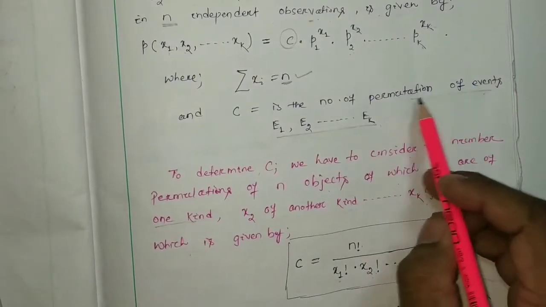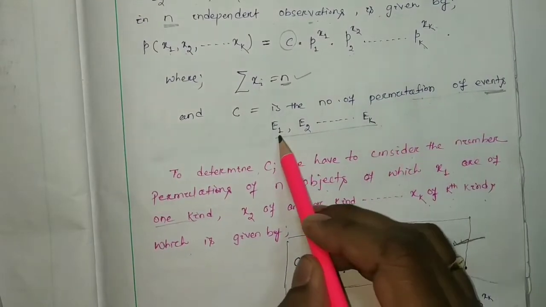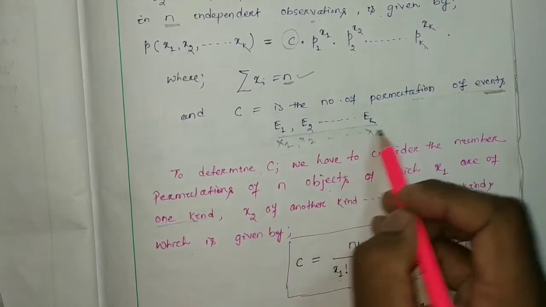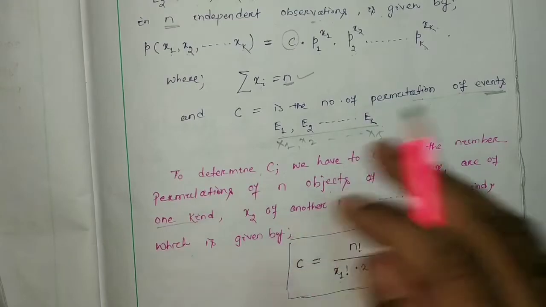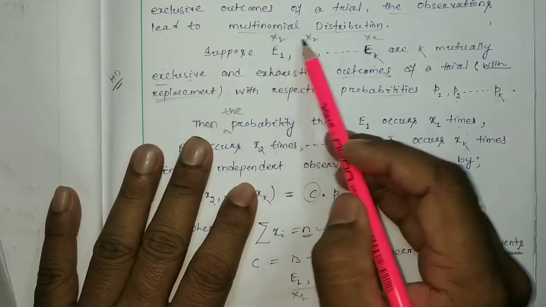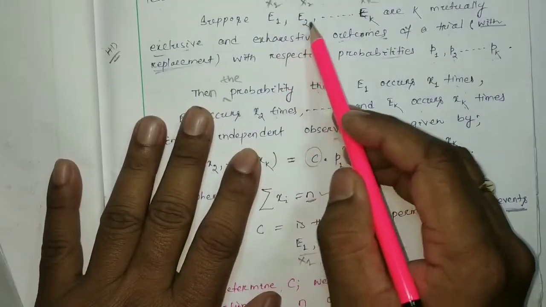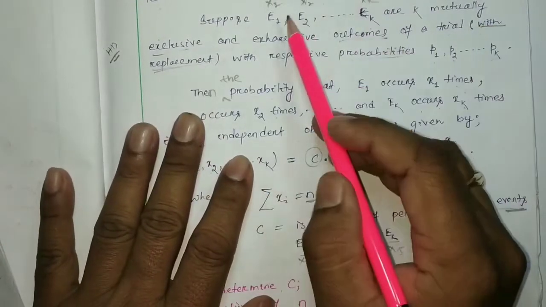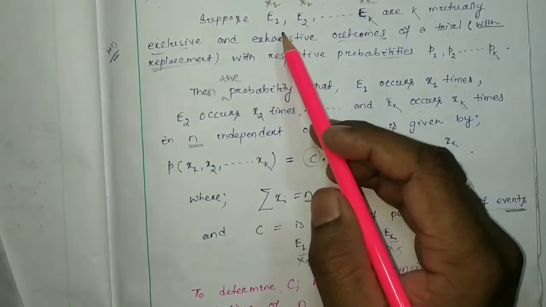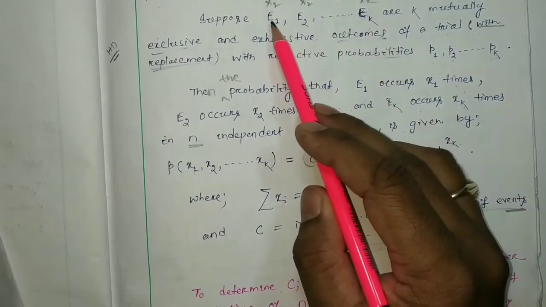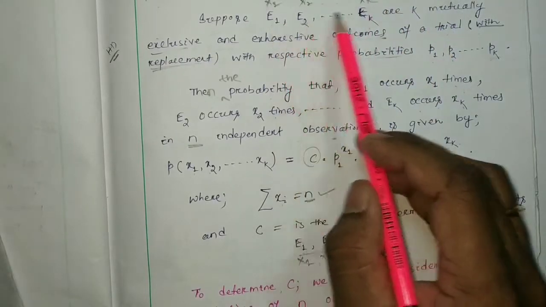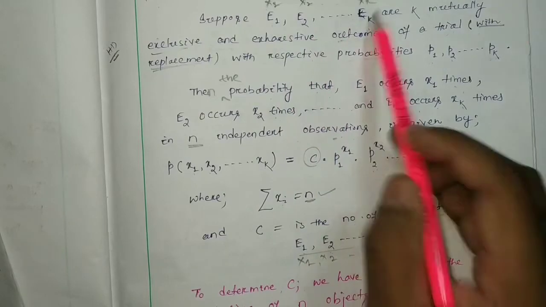In your note it is written as the number of permutations of events e1, e2, ek, or you can say x1, x2, xk, which belong to your random variables. Again I'm suggesting that you can write the note either as x1, x2, xk or as e1, e2, ek. I suggest that you just keep e1, e2, ek, because e is for events, so keep it in that format as written, but keep in mind these belong to one random variable. Okay.